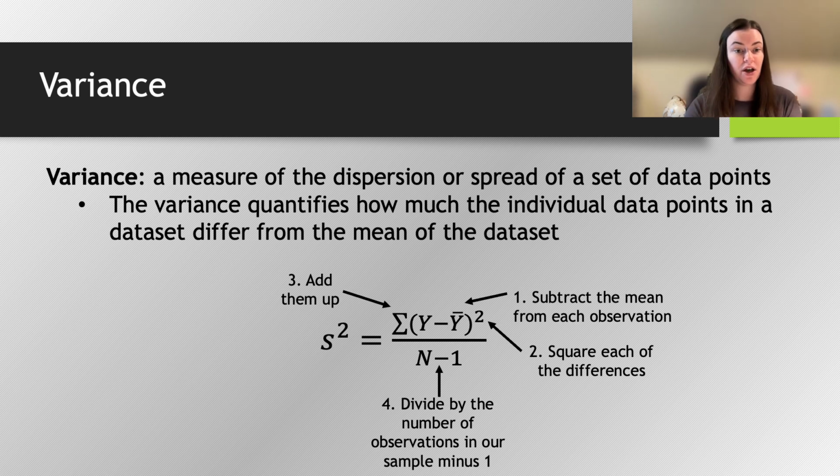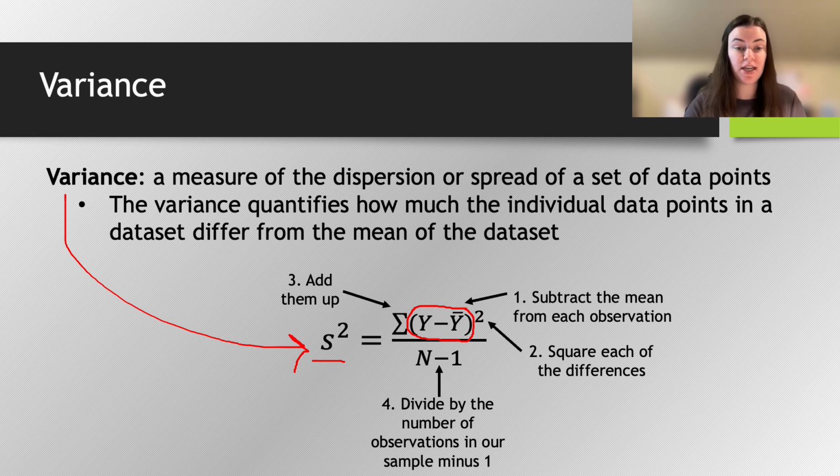So let's first start off with this S2 symbol. This stands for variance, and so that's what we're calculating here with our formula below. Our very first step in calculating a variance is to subtract the mean from each individual observation. And so this section of the formula here is exactly what you saw on the last slide about deviations.